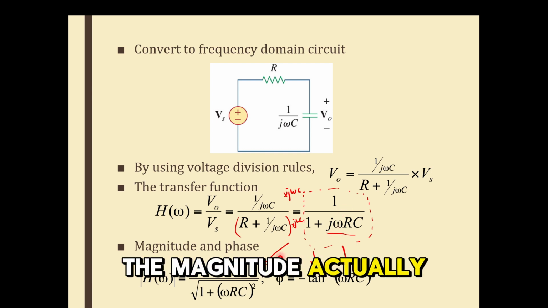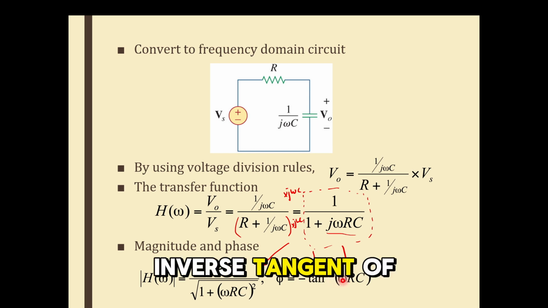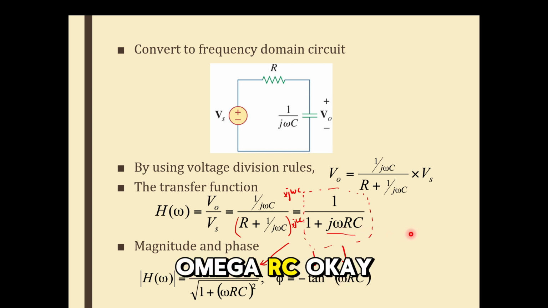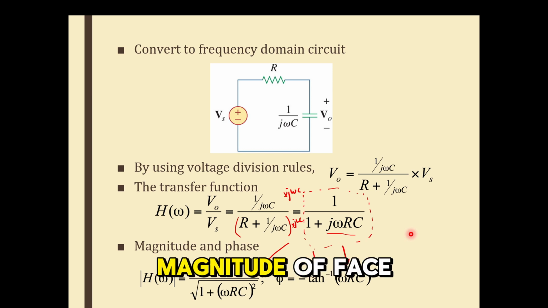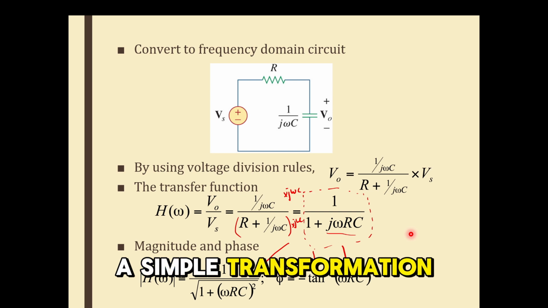For the magnitude, if you remember the basic math from last time, if you have a complex function like this, you're going to have 1 over the square root of 1 plus (ωRC) squared. And the phase is the negative inverse tangent of ωRC. So this is what you will usually get for the magnitude and phase from a simple transfer function.